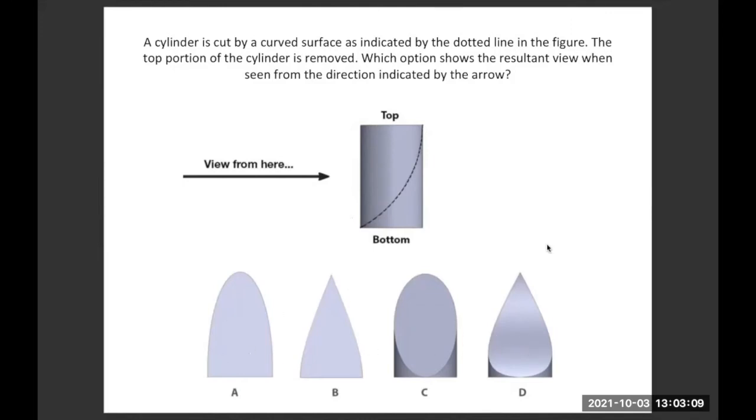In this case, there's only one correct answer because it says option, singular. So it is only one answer in this case.